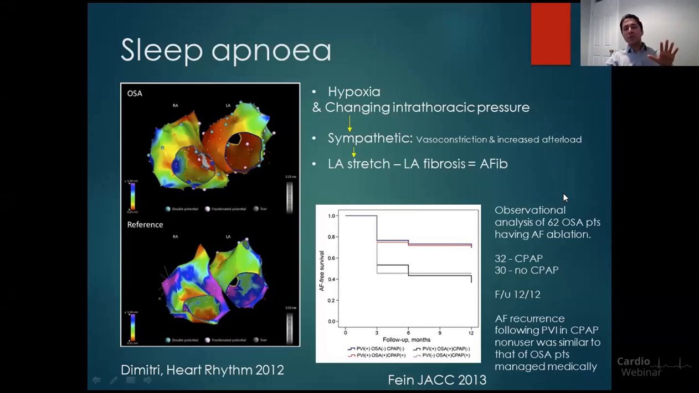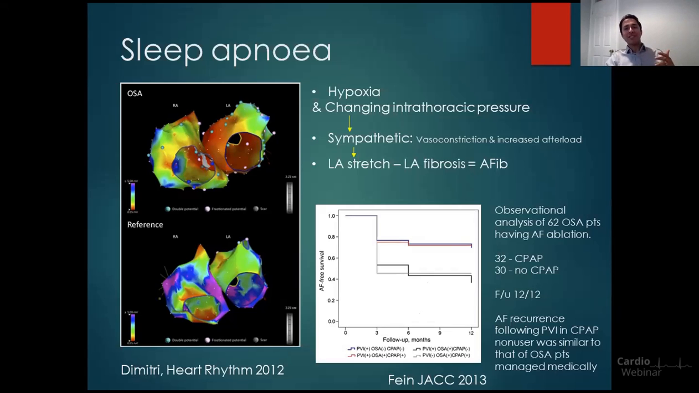It was an observational study where they took 62 patients who'd had AF ablation. And all of these patients had sleep apnea. Half of them were given CPAP. Half of them did not have their CPAP and were followed up for 12 months. And what they found was the AF recurrence rate following pulmonary vein isolation in the CPAP non-users was similar to those patients who didn't even have AF ablation.